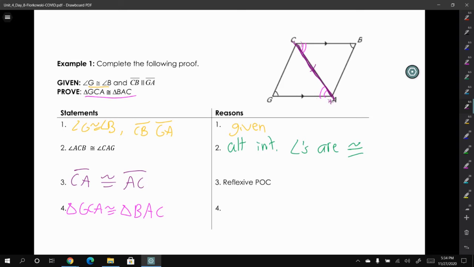So now, why can we say those two triangles are congruent? Well, we have an angle, another angle, and then the side. And then the other triangle, we have angle, angle, and that side. So these two triangles are congruent by angle, angle, side.